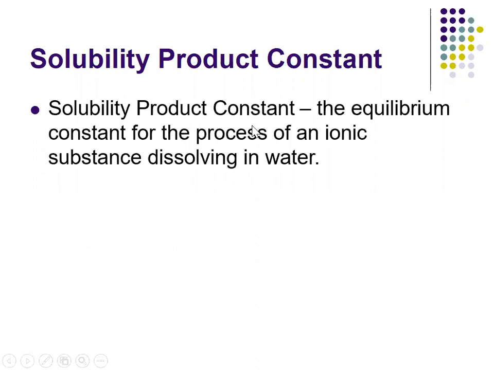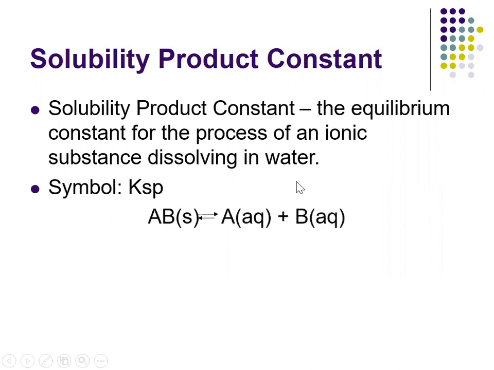It is the equilibrium constant for the process of an ionic substance dissolving in water. Things that are soluble based on the solubility rules always dissolve in water, so you don't have a KSP for sodium nitrate, because it dissolves 100% of the way and that's just a stoichiometry problem. Its symbol is KSP, the solubility product, with K being an equilibrium constant.